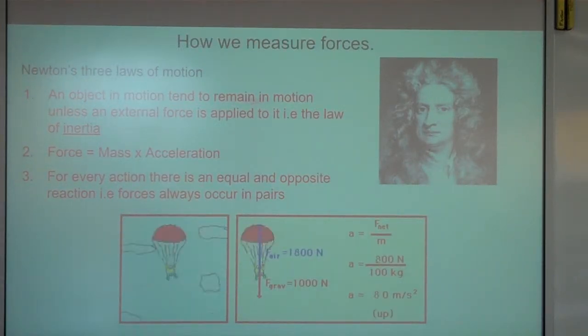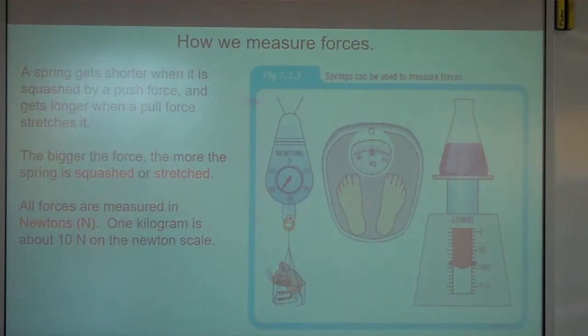Okay, now let's have a look at this. Now, how we measure forces, there's a few tools that we use. You're familiar with scales and springs in them and whatnot. In terms of the bigger the force, the more the spring is squashed or stretched. All forces are measured in newtons. Now, 1 kilogram is about 10 newtons on the Newton scale. Where do you think we got 10 from in reference to 1 kilogram? It's about 10. It's actually 9.8 newtons.